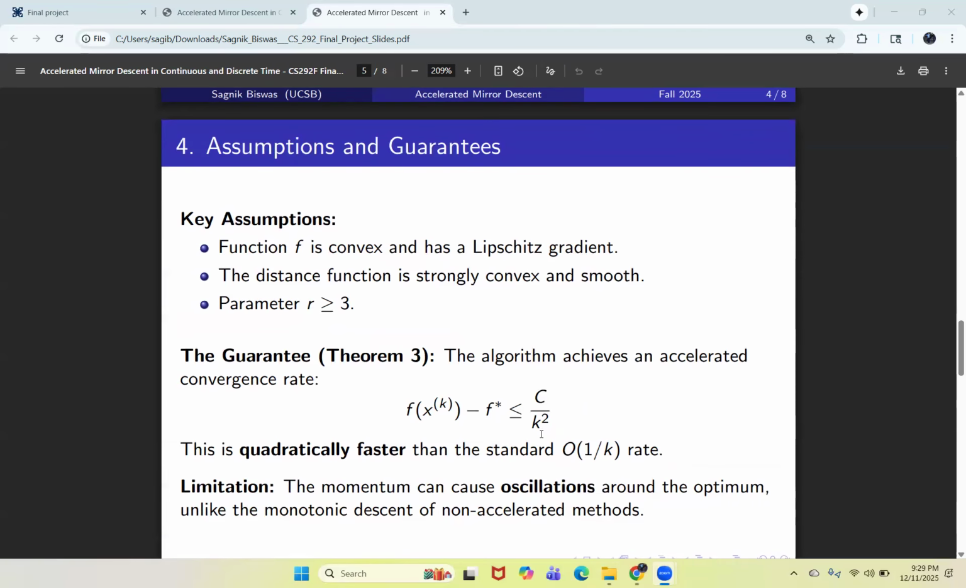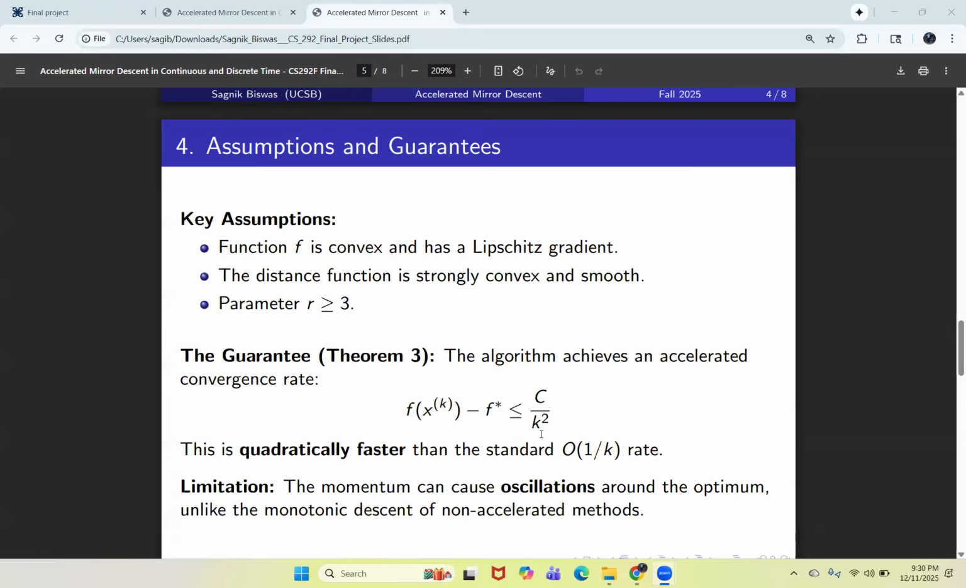Well, what you know is that if the function is convex and smooth, and we choose our parameters correctly, the algorithm will converge at a rate of O of 1 over k squared. And that's exactly the acceleration we're looking for. We're looking to go from O of 1 over k to O of 1 over k squared.